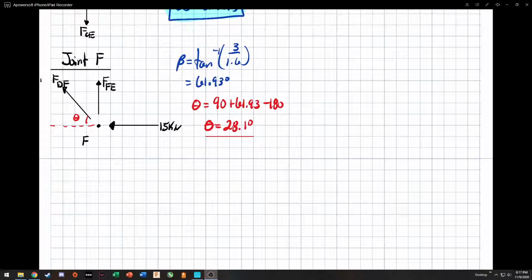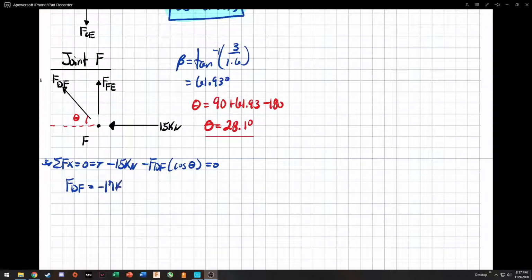Now we can do our sum of forces. Sum of forces in x equal to 0, positive in the right x direction. We have a negative 15 kilonewtons minus our force dF times cosine of theta equal to 0. We can go ahead and solve for force dF. Force dF is equal to negative 17 kilonewtons. It's negative, so it is in compression.